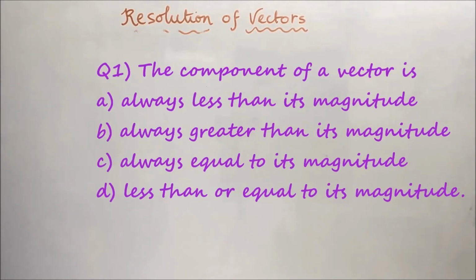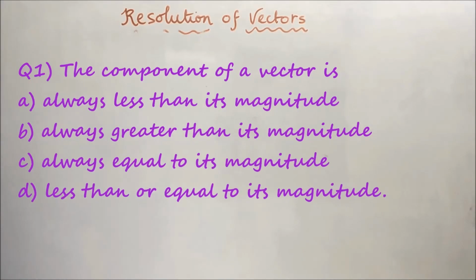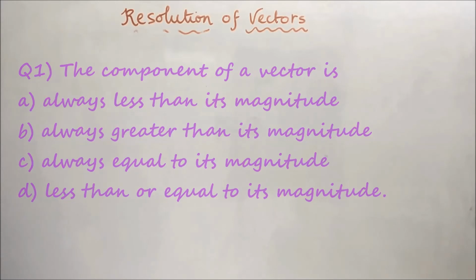Question number 1. The component of a vector is: option A, always less than its magnitude; option B, always greater than its magnitude; option C, always equal to its magnitude; option D, less than or equal to its magnitude.